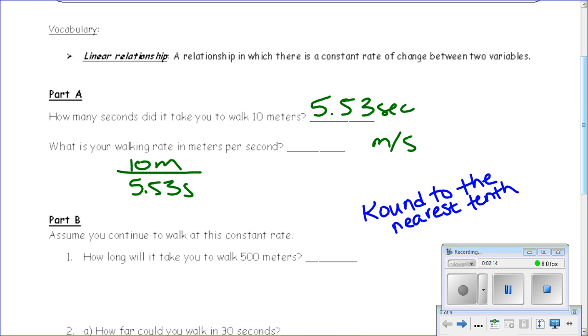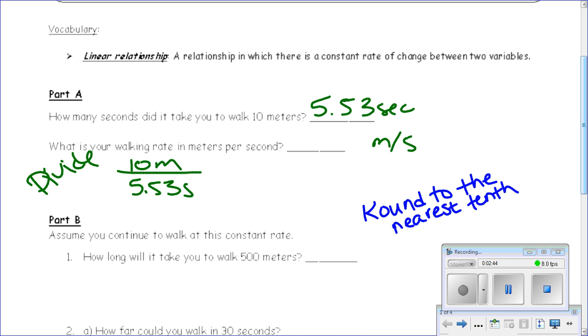This is 5.53 seconds per 10 meters, but I only want 1 meter. So I can simply divide this to get my answer. What other way could I set this up? There's another way when I'm comparing meters per second. Stephanie, do you know another way we could write this?